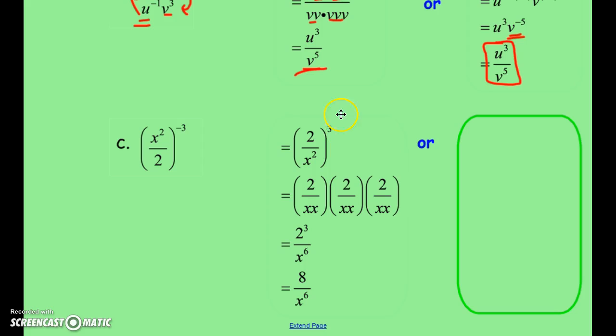The next thing it says to do is it says we are cubing it. So writing it out means I'm going to write out 2 over xx, 2 over xx, 2 over xx. 2 times 2 times 2 is 2 to the third. I have 6 x's for x to the 6th, and 2 to the third is 8. So our final answer here would be 8 divided by x to the 6th.